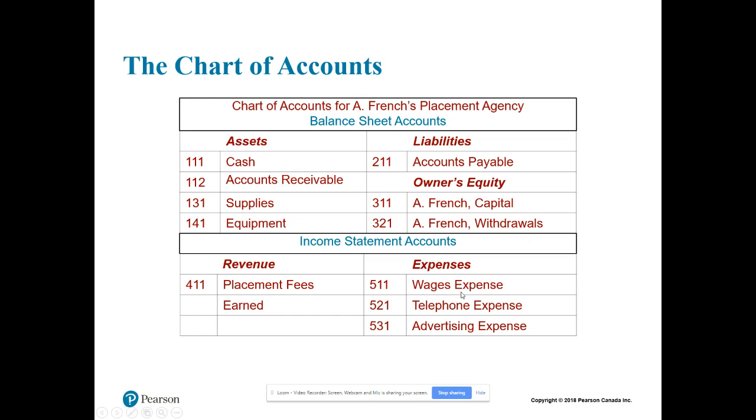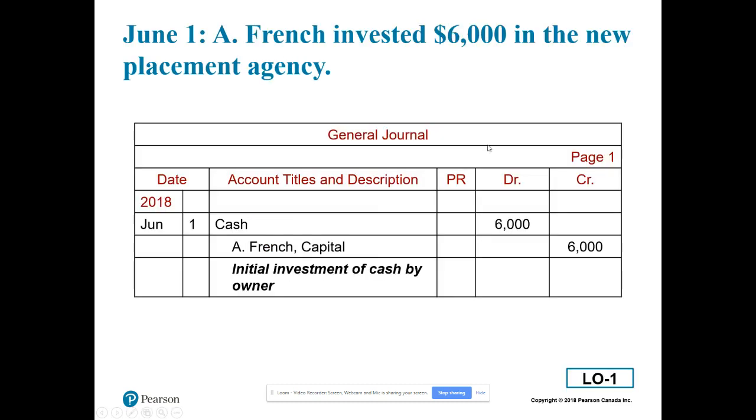Expenses are almost always going to be a debit to the expense account, but in this lesson, you're going to see one of the exceptions. So here it is.